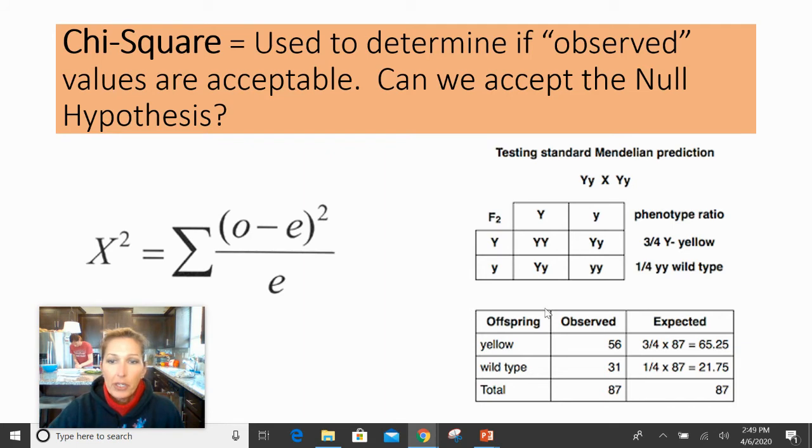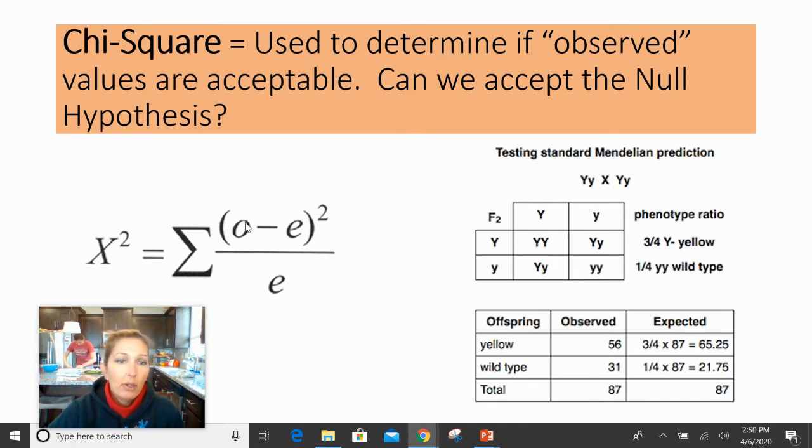Now, in this equation, I've got expected values. Expected values are what you would calculate just doing basic Mendelian probabilities or other probabilities. Observed is what actually happened in the lab. So in the lab, you tested this, you crossed these different pea plants together. Your observed is what you then got in the lab. So based on this, the observed were 56 yellow, I had 31 wild type. That means I had a total of 87. So now I've got to apply that, 3/4 of 87. My expected was 65.25. For the wild type, my expected then is 21.75.